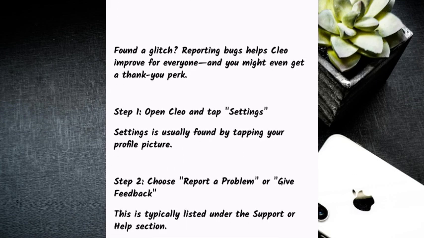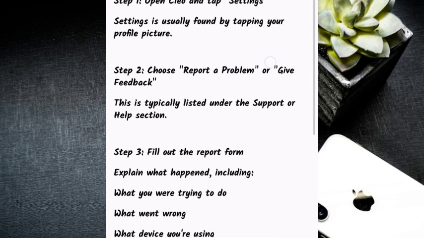The first step is to open Cleo and tap settings. Now, settings is usually found by tapping your profile picture. So just tap that, you're going to see settings. Step 2, choose report a problem or give feedback. This is typically listed under the support or help section.